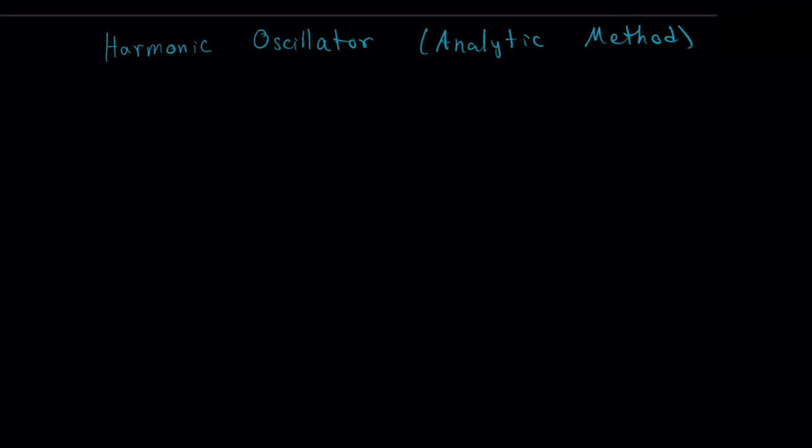So in the last video, we solved the harmonic oscillator using the factorization method. And in this one we want to try and do it analytically. This is going to look a lot different, but it's going to give us the same answer, which is pretty cool. So let's go ahead and start. We'll just write down our equation.